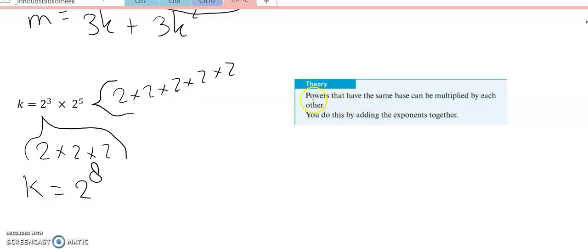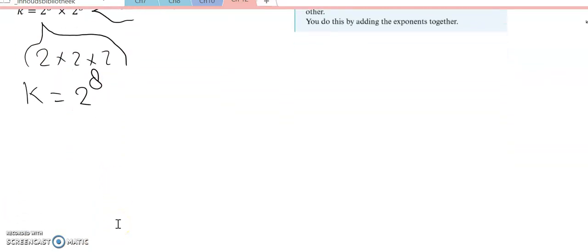And they say powers that have the same base can be multiplied. Okay, that's what we do over here. You do this by adding the exponents together. And 3 and 5 together, 3 plus 5 is 8. So that is the rule of multiplying the powers.